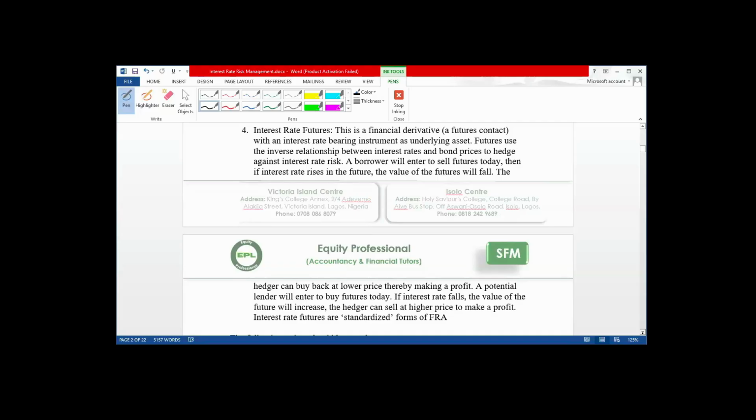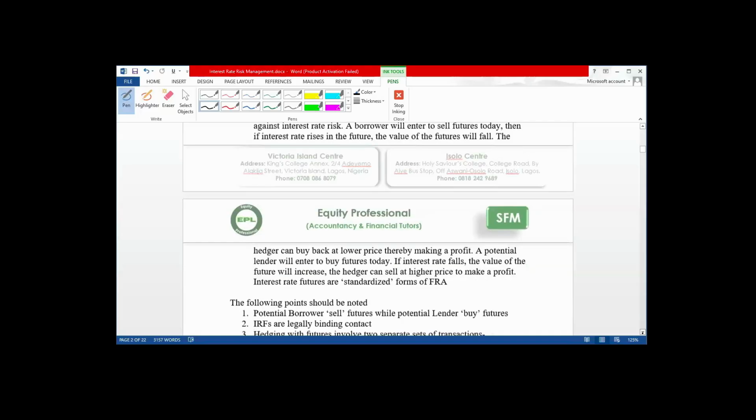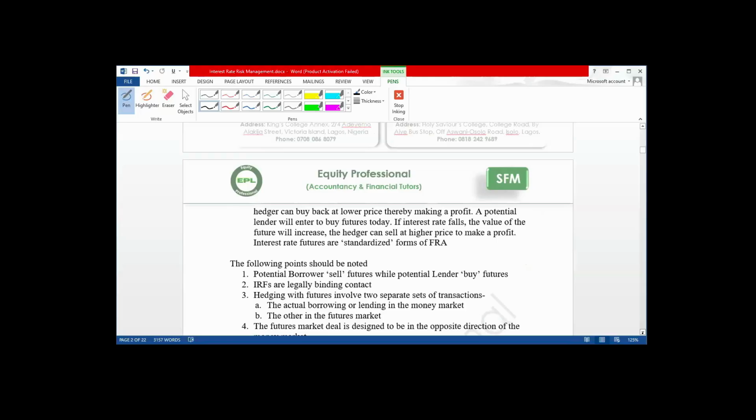A potential lender buys futures. The following points should be noted. Potential borrower sell futures, while potential lender buys futures. Interest rate futures are legally binding.